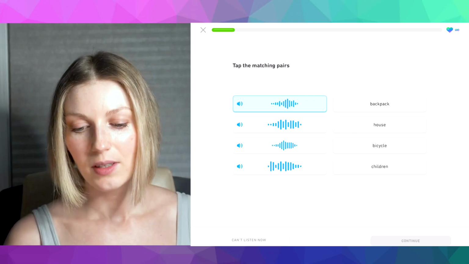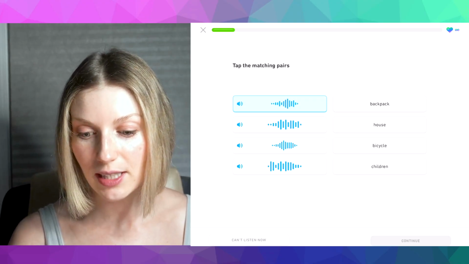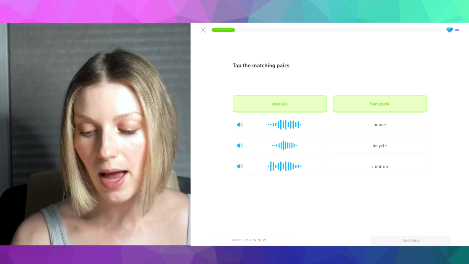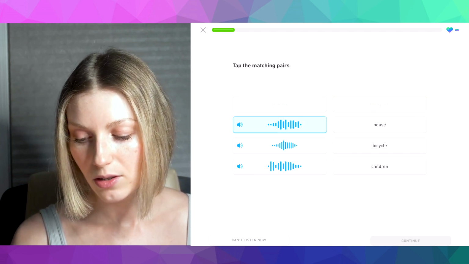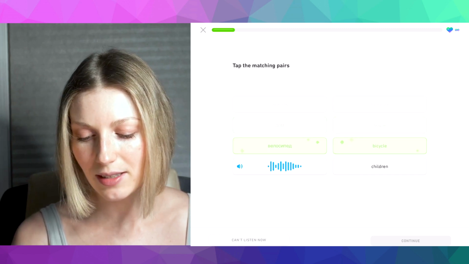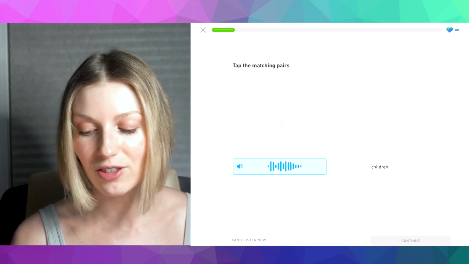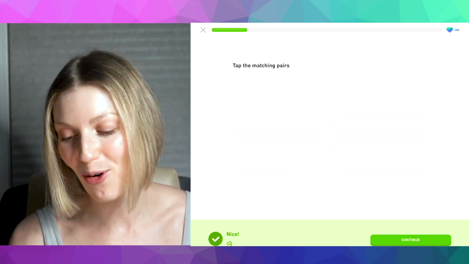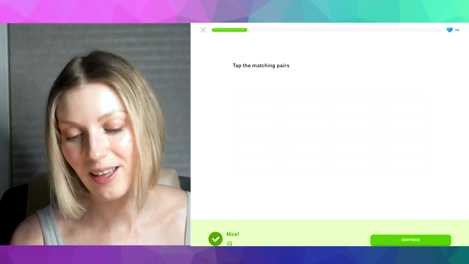So let's jump right into section 1, unit 6, lesson 2. Let's identify some common objects in Russian. Поехали! So I love matching pairs, so let's see what we have here. Рюкзак. Рюкзак is backpack. Дом is house. Велосипед is bicycle, and дети are children. Wasn't really challenging, it was pretty straightforward. Right next to one another. Alright.